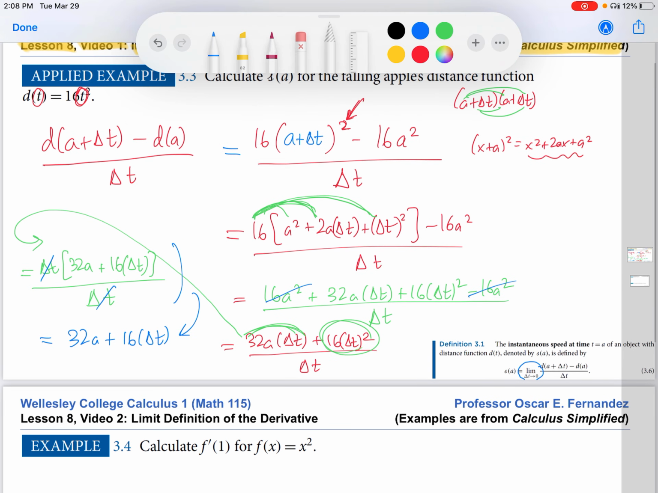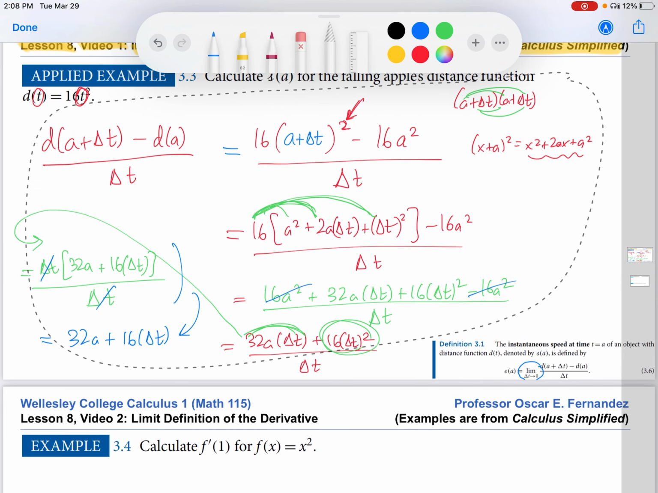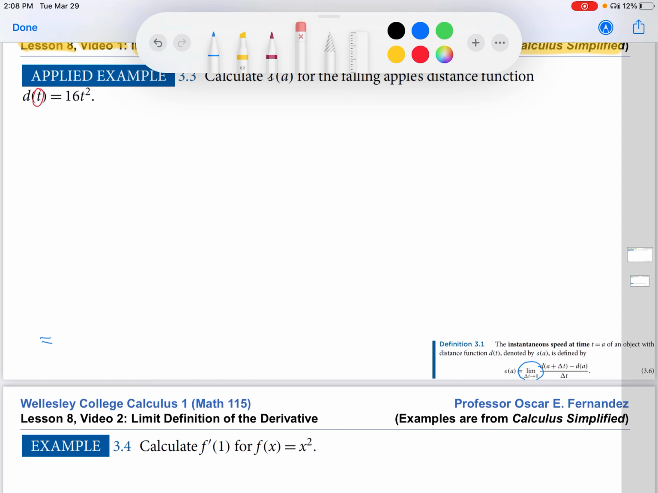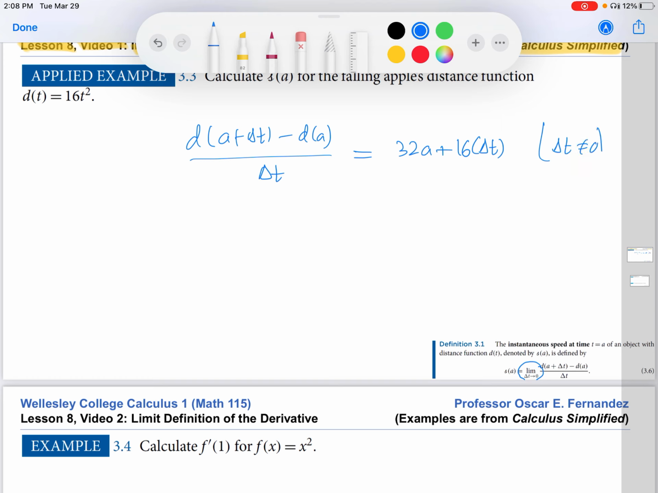Great, so if I were to summarize what we have just done and clean things up a little bit, we have found that d of a plus delta t minus d of a divided by delta t equals 32a plus 16 delta t. And again, we're assuming delta t is not 0, which it isn't because we're taking the limit. So now we're going to take the limit. So the limit as delta t goes to 0 of this expression is the same as the limit as delta t goes to 0 of this expression.